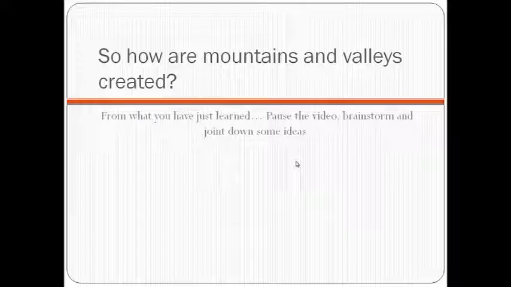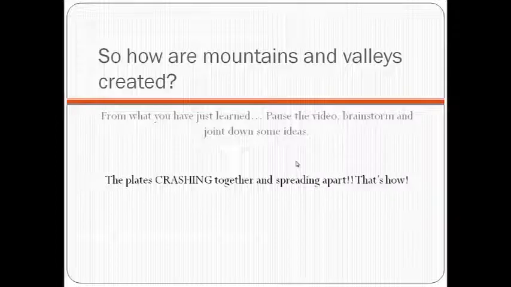So how are the mountains and the valleys created? From what you have just learned, pause the video once again, brainstorm and jot down some ideas. The plates are crashing together and spreading apart. That's how!